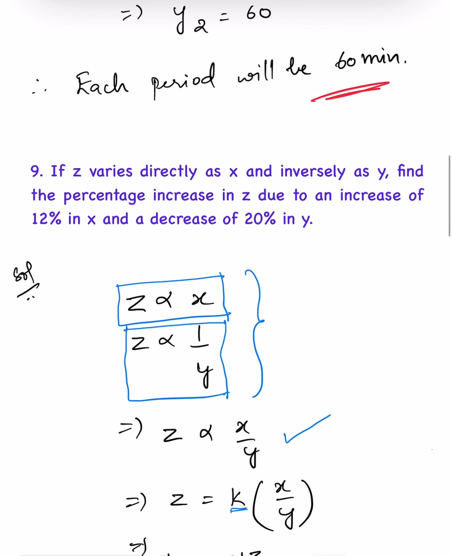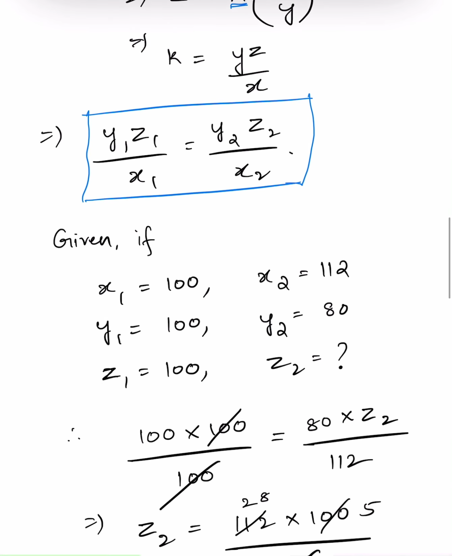Here it is given that there is an increase of 12% in x and a decrease of 20% in y. That means if we assume that x1 is 100, x2 will be 112. How? Because there is a 12% increase. 100 plus 12 is 112. Similarly, if y1 is 100, y2 will be 80 because there is a 20% decrease in y. So 100 minus 20 is 80.